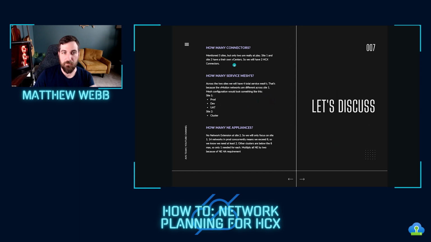So we mentioned that we have 3 sites, but we're only moving VMs from 2. So we know we only need 2 HCX connectors. There's no point in deploying a third if we're not going to migrate from that vCenter.